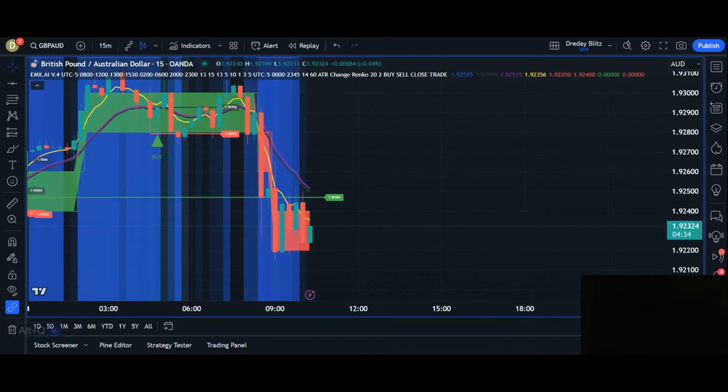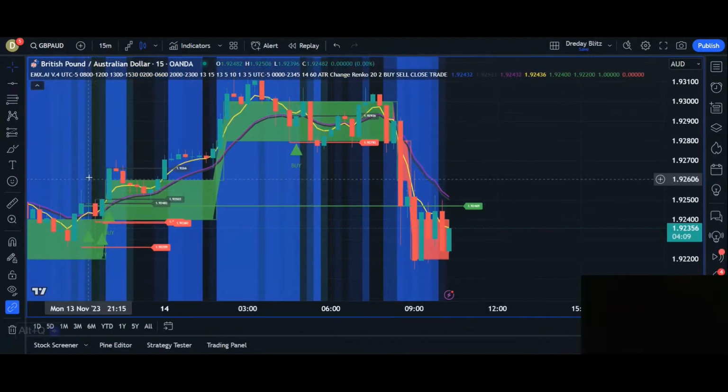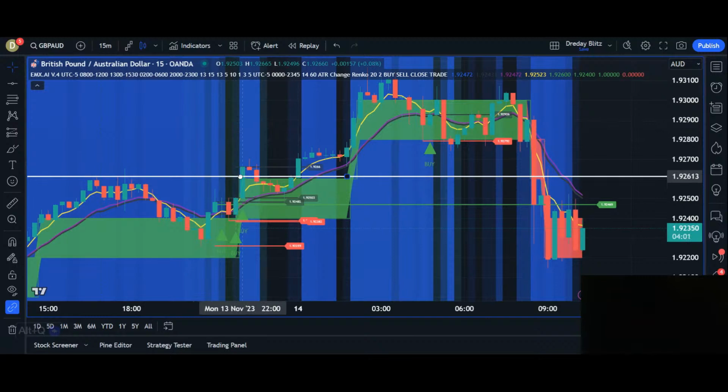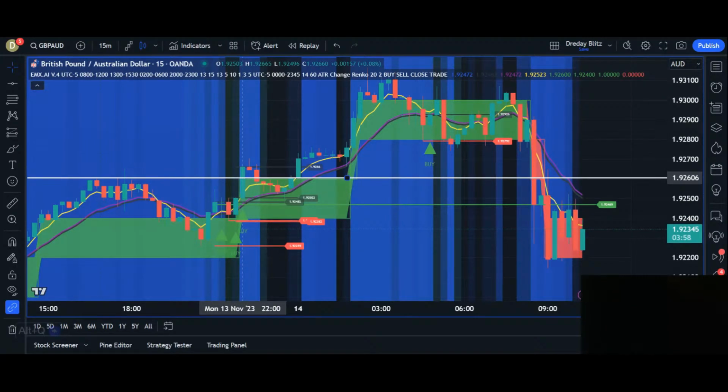So let me look at the question from Leon. Please check GBP AUD signal, sell, 15 minutes, stop loss will be on top of the current Renko bar. So let's say it's a sell. So first let's plot our lines. Okay, so we know exactly where the actual zones are.